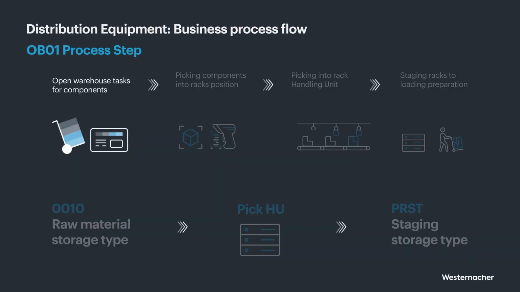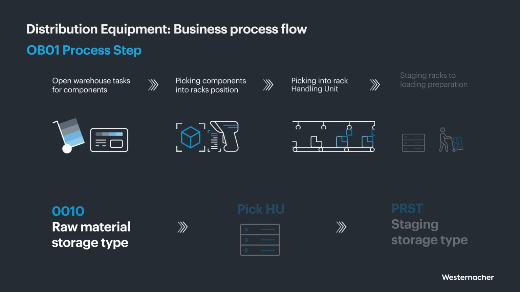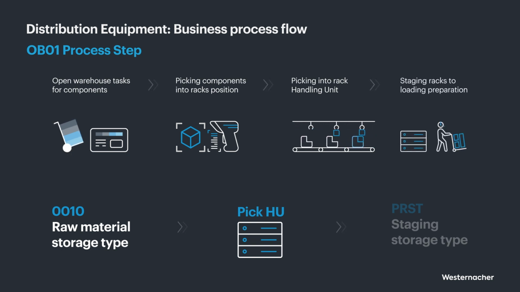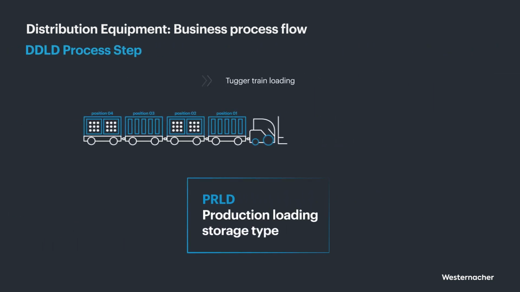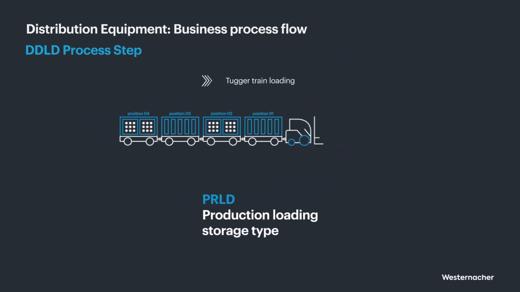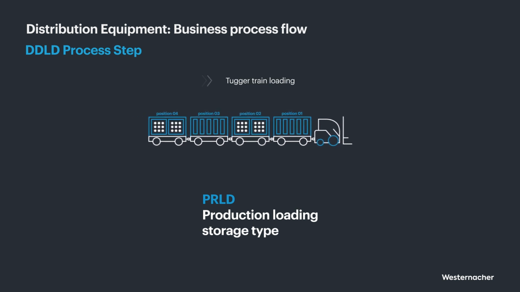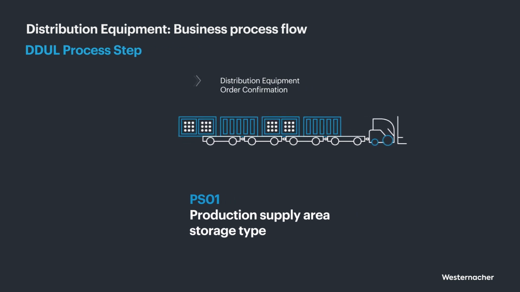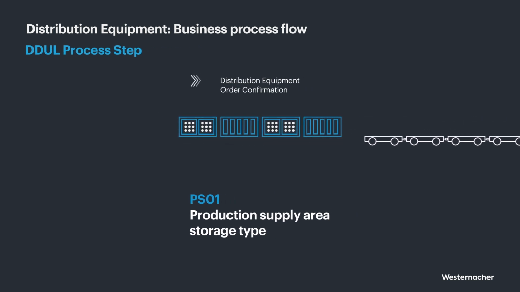The process starts with staging warehouse tasks created for raw material storage, which are picked in rack pick HU positions, as shown in the figure. The rack pick HU is then staged in the loading preparation station, the PRST storage type. In the PRLD storage type, the rack pick HU is loaded onto the tugger train, which physically transports the goods and drops the raw material components to the respective production supply areas in PS01 storage types.